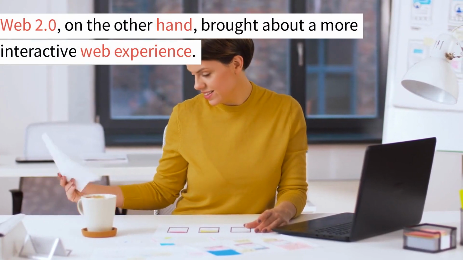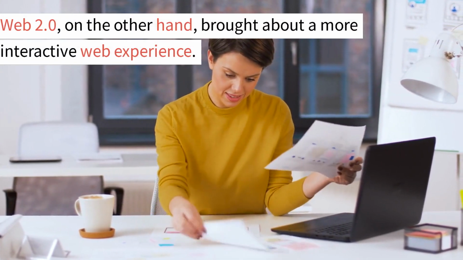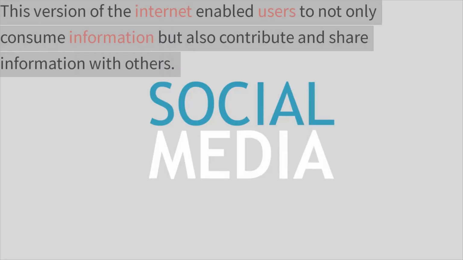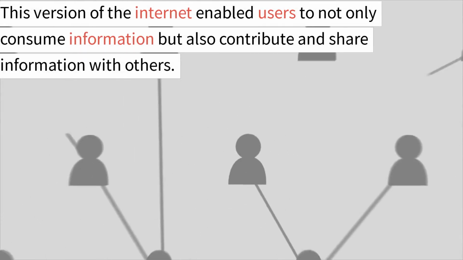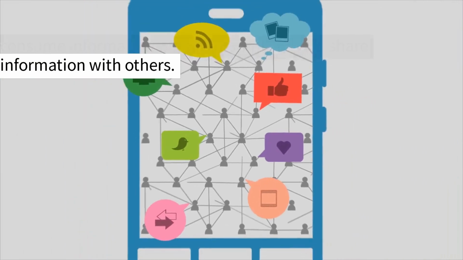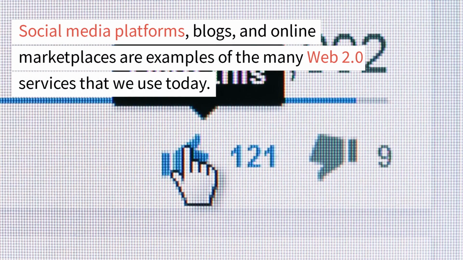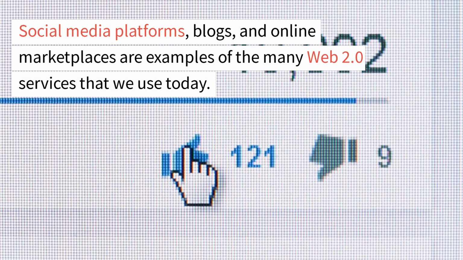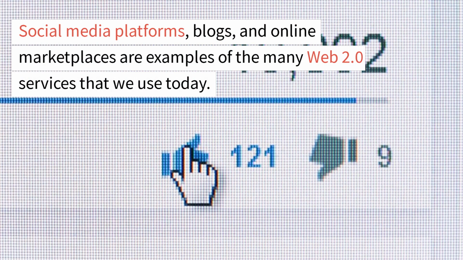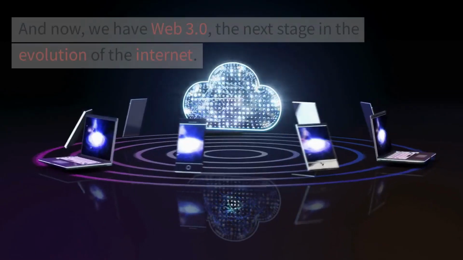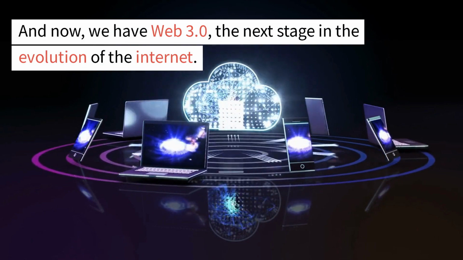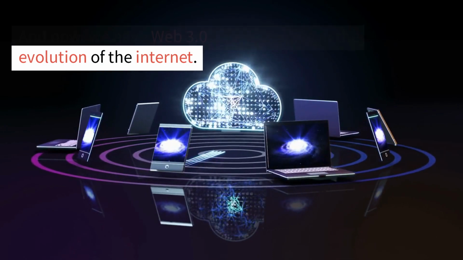Web 2.0, on the other hand, brought about a more interactive web experience. This version of the Internet enabled users to not only consume information but also contribute and share information with others. Social media platforms, blogs, and online marketplaces are examples of the many Web 2.0 services that we use today. And now, we have Web 3.0, the next stage in the evolution of the Internet.